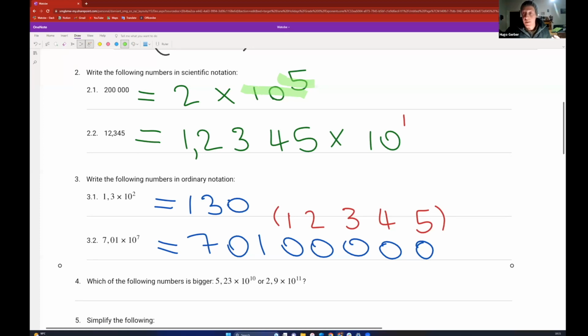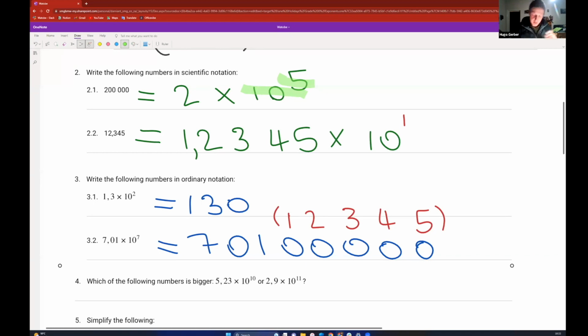Okay, Bokamo. Yeah, sir, it's BK. Sorry? 2.1 and 2.2. Yes. I don't understand it at all. Okay, so maybe you haven't done scientific notation before. I have, but I can't get it right.